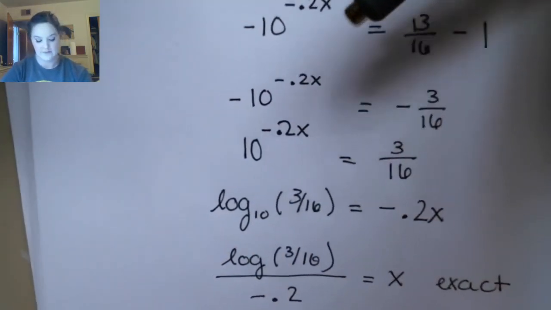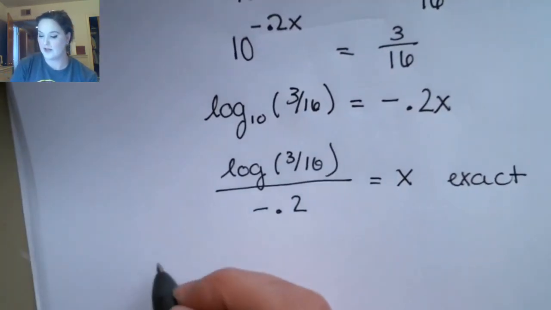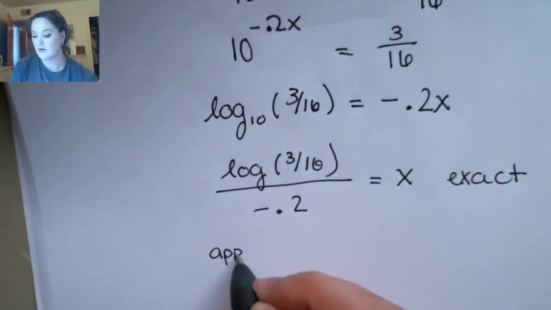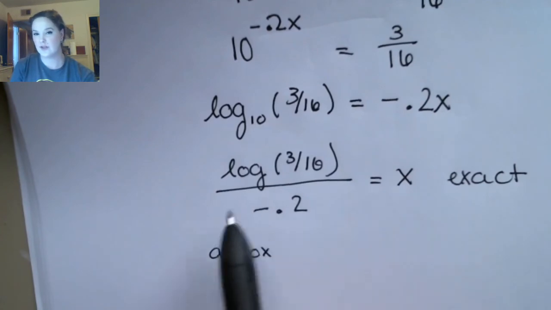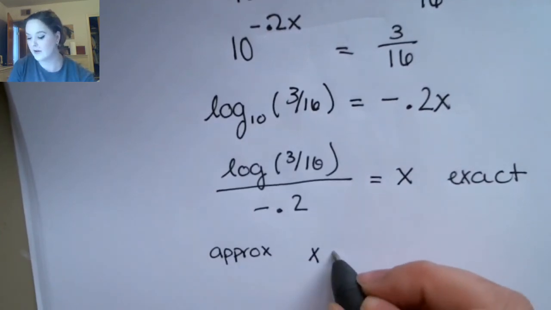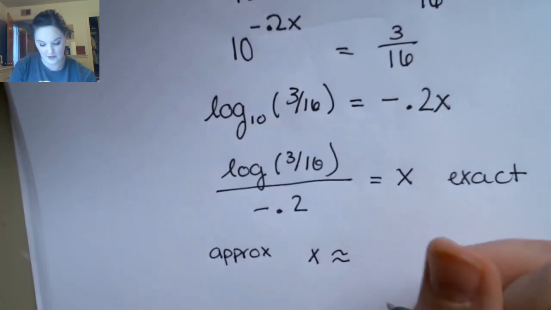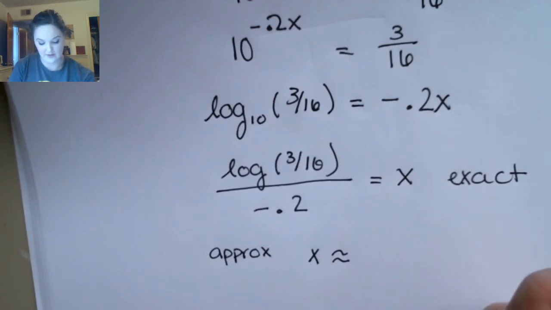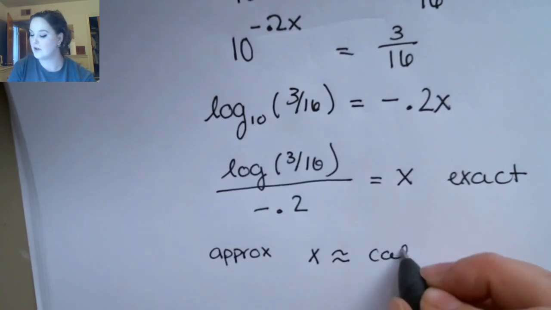And if I want an approximate answer, I would enter this exactly this way into a calculator. And I would get x is approximately, oh, I actually don't have an answer for this. I'm sorry. I'll just put calculator.